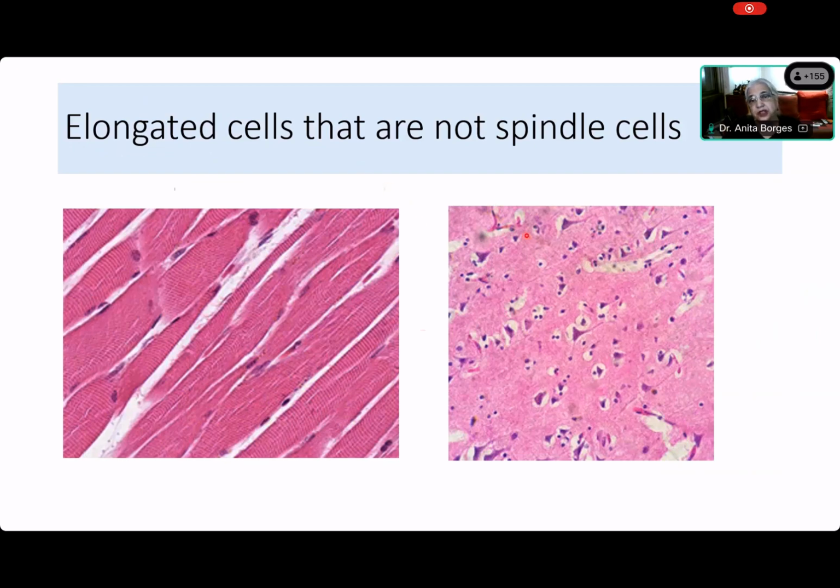Okay, and now here you have another elongated cell. You see the long axons, okay, but these are neurons, and we don't refer to neurons as spindle cells. And the nuclei anyway are not spindly; they are round, but they have very long axons that sometimes go all the way from the base of the skull, depending upon what nerve you are talking about. The axons can travel long distances, and those are not spindle cells.